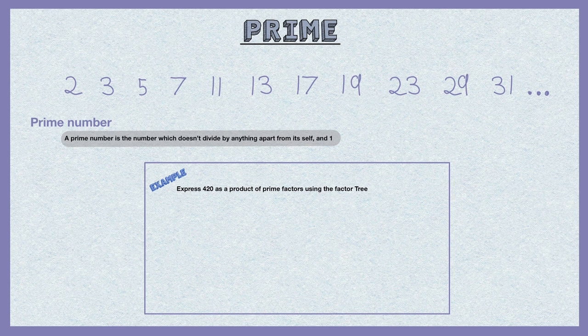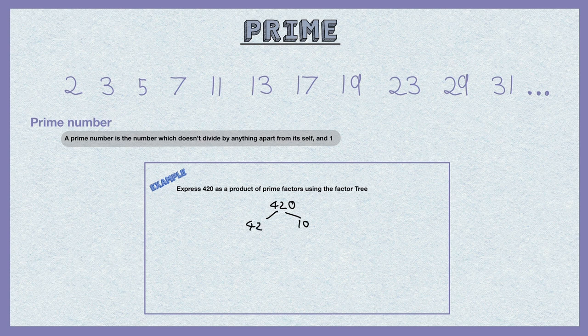And one thing you'll need to remember is how to use the factor tree to express numbers as a product of their prime factors. So if we look at the example below, we can see: express 420 as a product of prime factors using the factor tree. So we start off by writing the number that we're trying to find the prime factors of, and then we split this up.